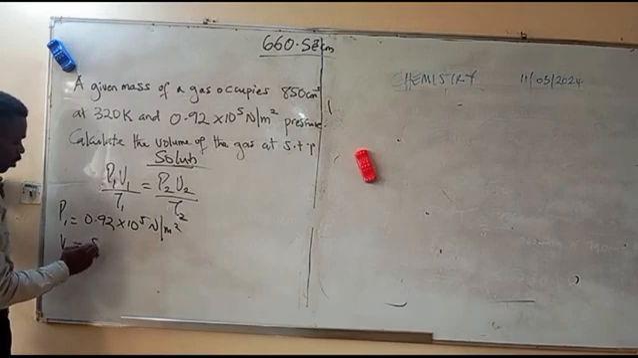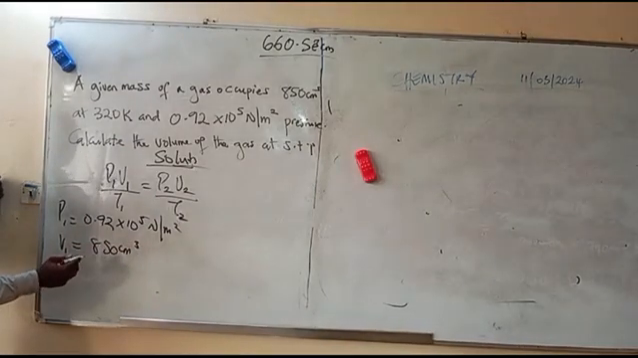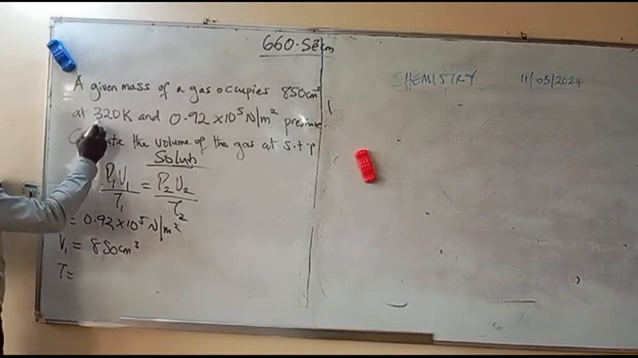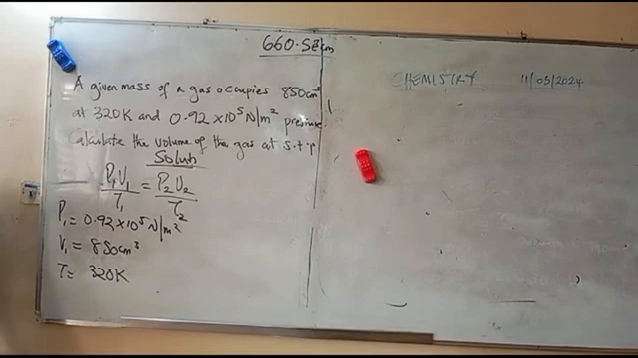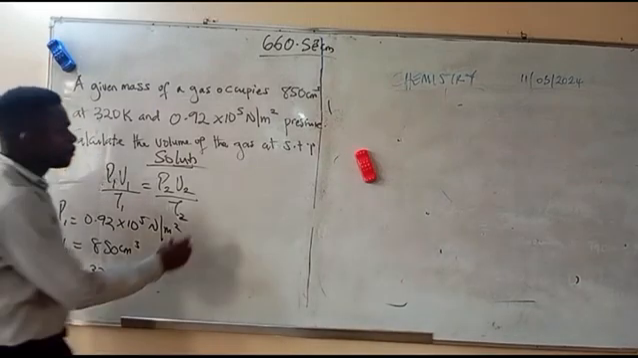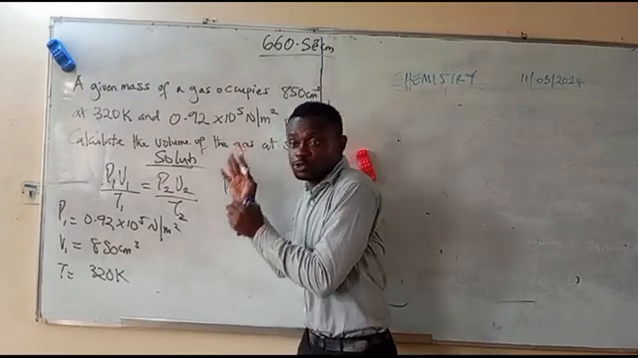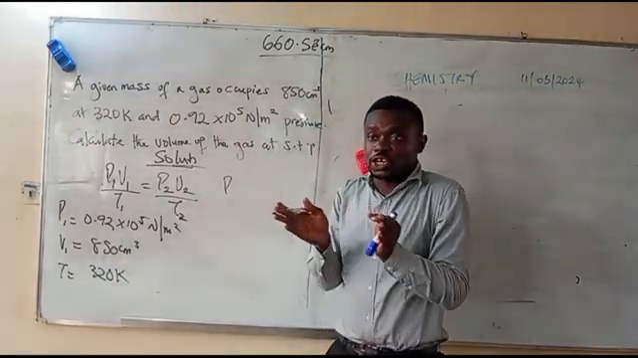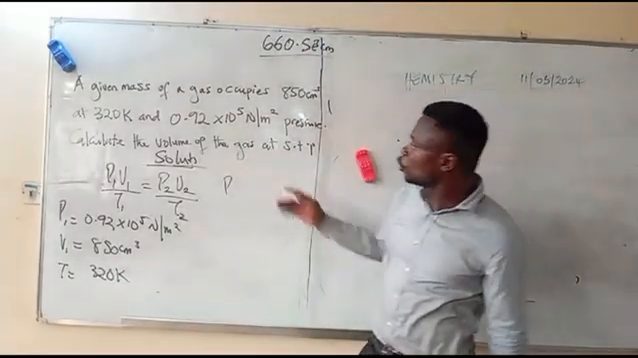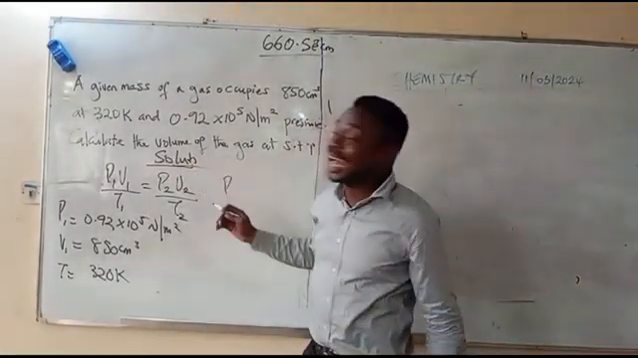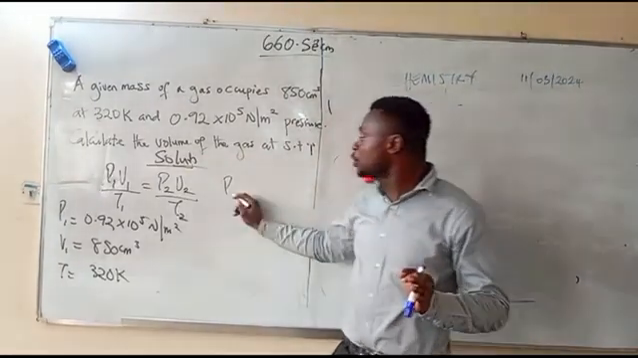While V1 is equal to 850 cm3. Then T1 is equal to 320 Kelvin. Now, P2: the next stage takes us to standard temperature and pressure, because we are asked to calculate the volume at standard temperature and pressure. So P2 is the standard pressure.